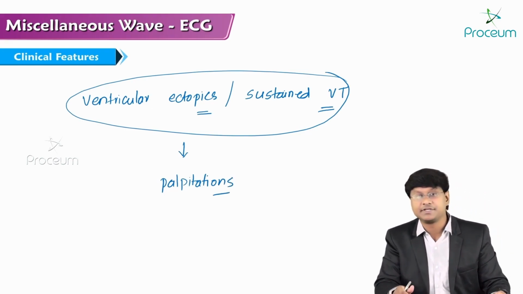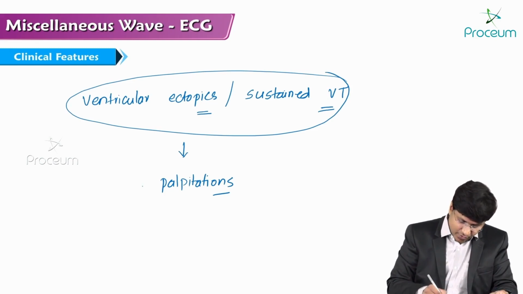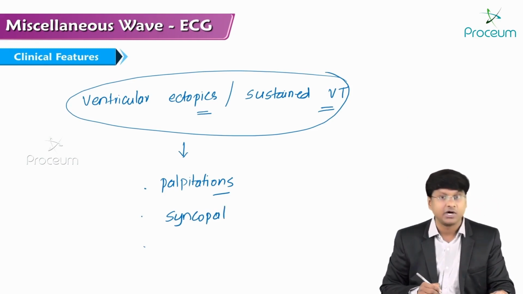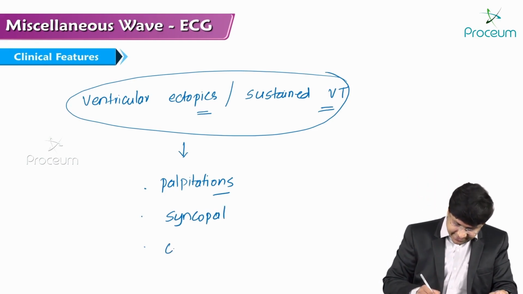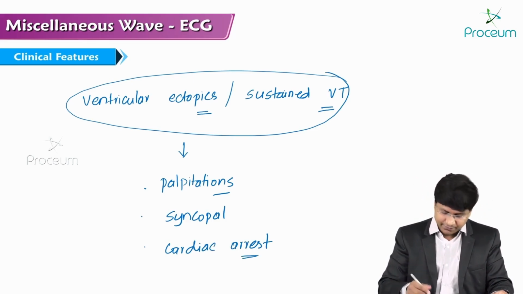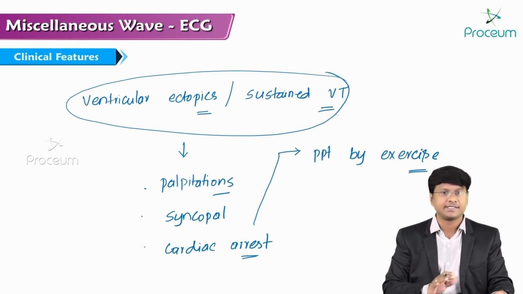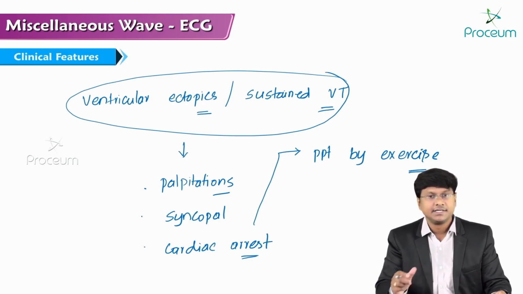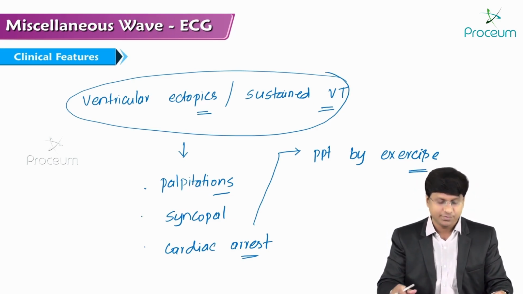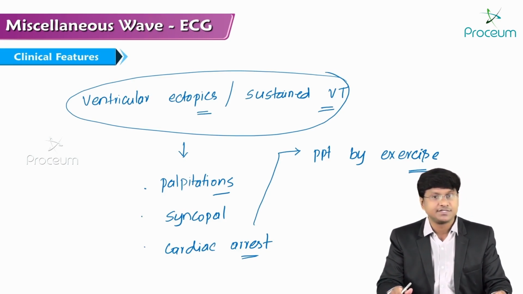Right, these patients present with palpitations, and they can also have syncopal attacks because of decreased cardiac output, or sometimes they can present with cardiac arrest, which is precipitated by exercise. So these are the clinical features you will have in patients with arrhythmogenic right ventricular dysplasia.